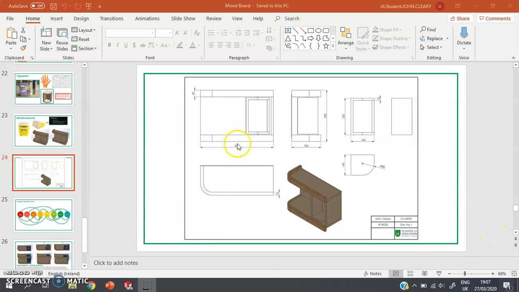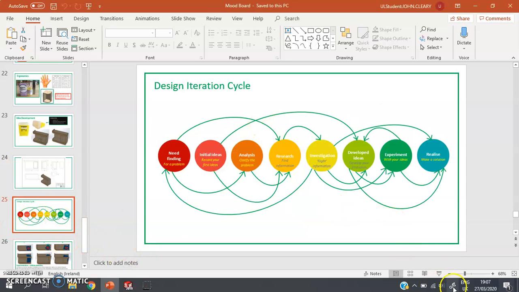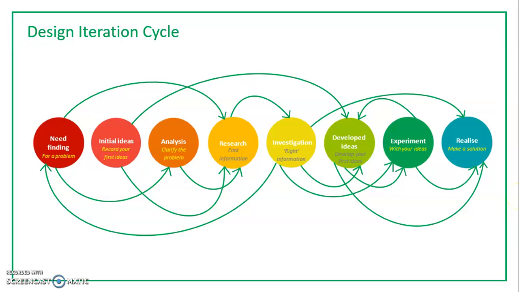WT4028. This week I did my design iteration cycle, and this was something I was meant to do earlier on, but I actually forgot about, and then I was reminded in the lecture this week. So this just shows how I was thinking throughout the project and what influenced what.